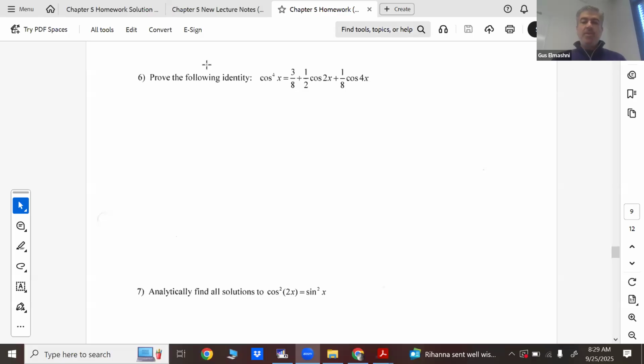Cool. All right. So here we go. The right side might be hard to work with, even though it does look more complex. You typically should choose a more complex side. I'm just not sure how I could get cosine 4x, like how to clean up that entire right side and make it look like that.